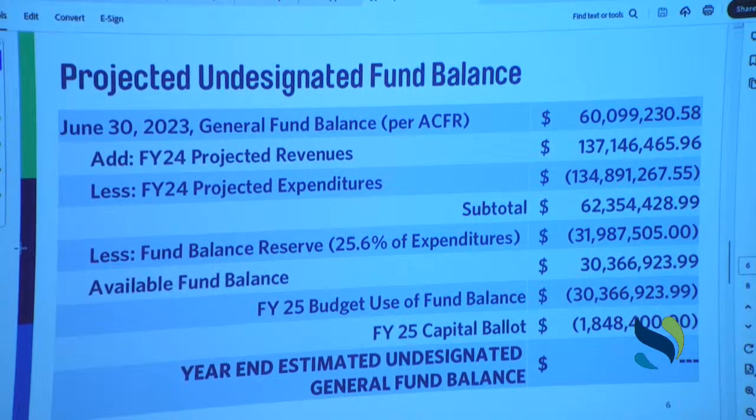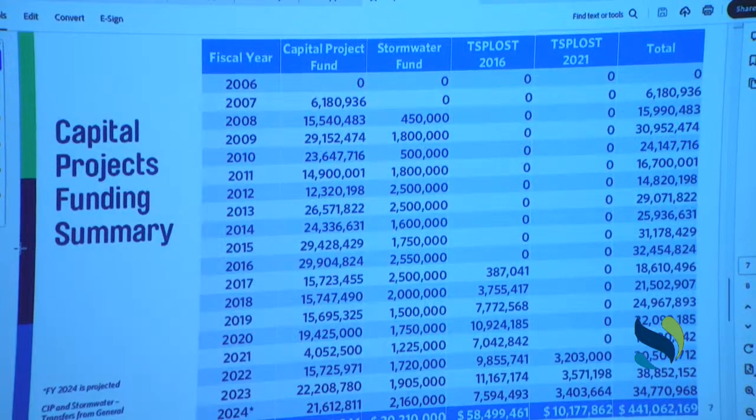Our financial policy requires that we keep 25% of our general fund budgeted expenditures in our rainy day fund from year to year. Next slide, please. We've also updated our capital projects funding summary to include the expenditures that have been made through the T-SPLOST program, both T-SPLOST 1, the 2016, and T-SPLOST 2, 2021.